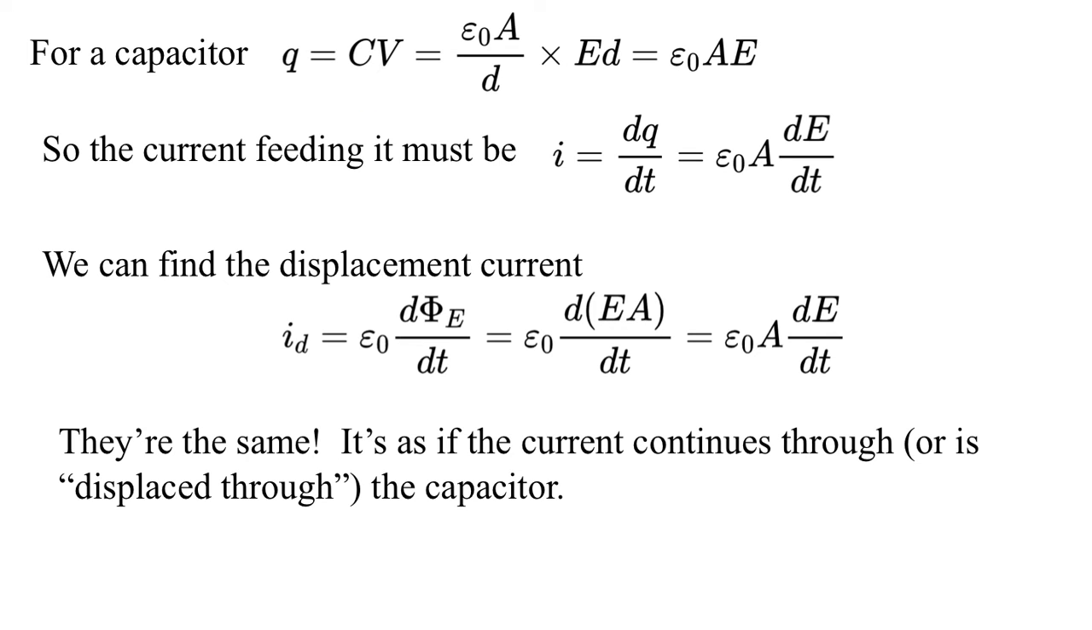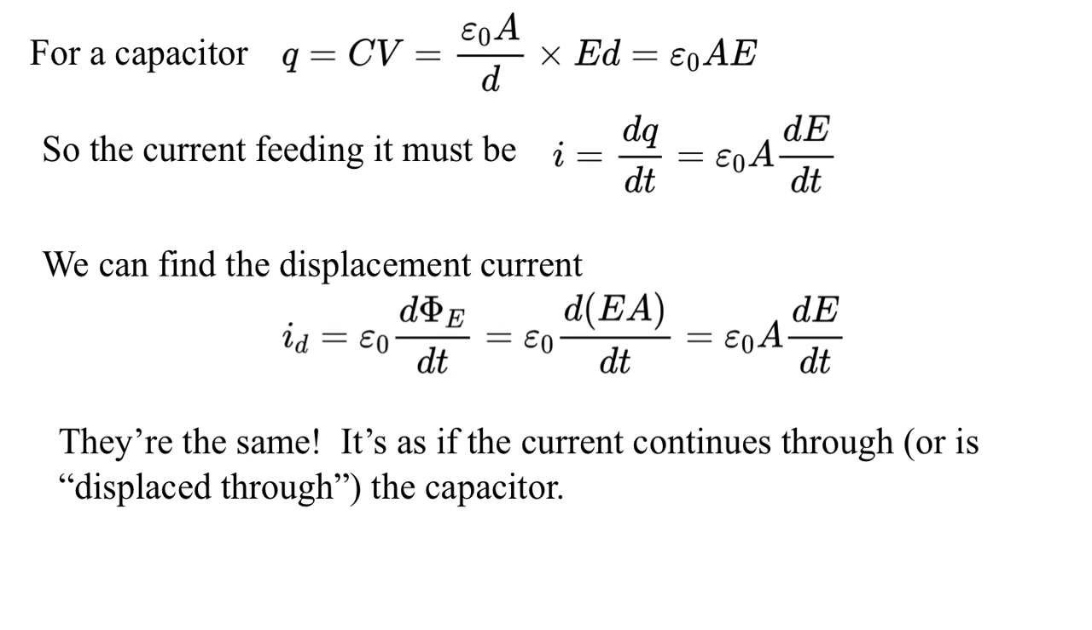The current feeding it would have to be dq dt, right? If we're going to be increasing Q, we've got to bring in current to do that. And the current would have to be dq dt, which we see is epsilon naught A times dE dt. We could find the displacement current, which is epsilon naught times d phi E dt, but the flux through this surface is going to be the electric field dotted into A. They're going to point in the same direction, so we're just going to get EA, and A doesn't change. So we have that the displacement current is epsilon naught A dE dt. They're the same. Of course they're the same.